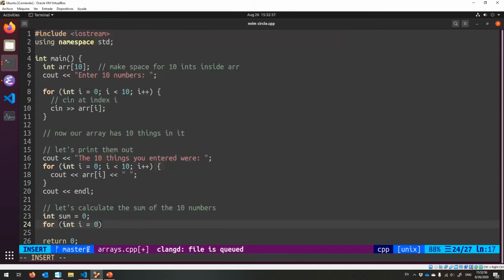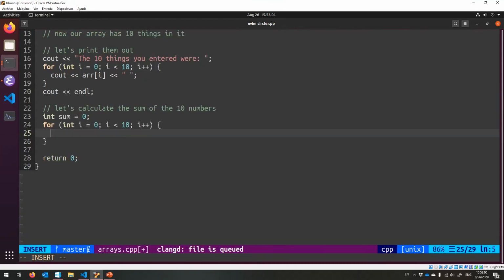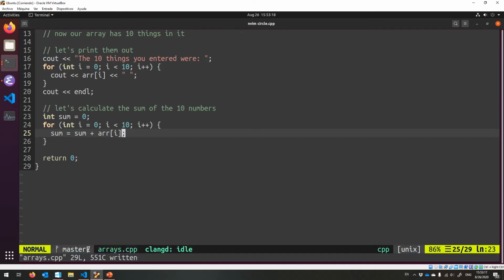So then we can go through the thing again. For int i equals 0, i is less than 10, i plus plus. Then we can say sum, add into that please. So our sum, I want to make that equal to what it was before, because I'm adding into it more stuff each time, plus my current index into the array. Alright? And then I can print out the sum.